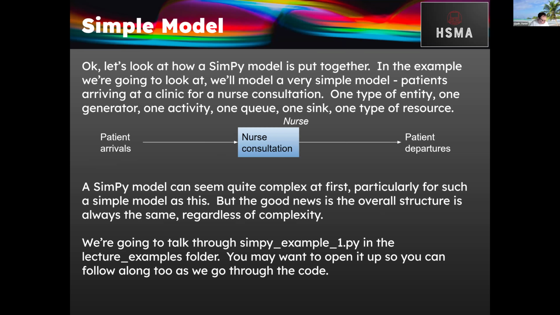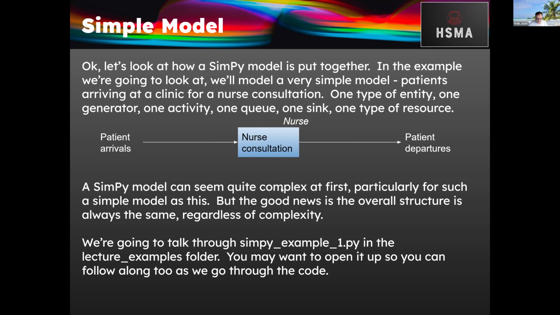So let's start by looking at a really simple discrete event simulation model and see how we'd build it in SimPy. This is an incredibly simple discrete event simulation. Arguably, you can't get much more simple than this. We've got a single generator with patients arriving. There's one activity, a nurse consultation that needs a nurse, and then a sink where the patient leaves. So literally, patient comes in, queues for the nurse, sees the nurse, leaves. That's the system. We're going to see how we would build this in SimPy.